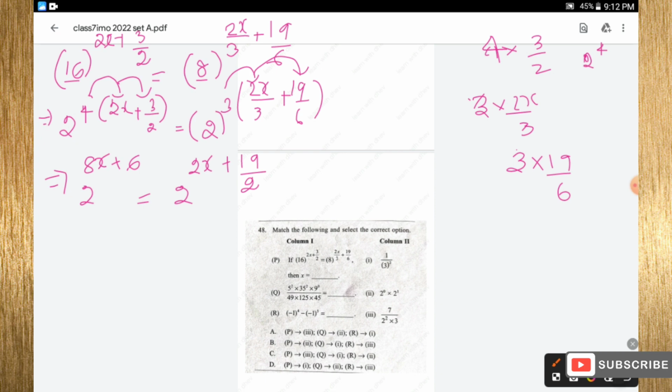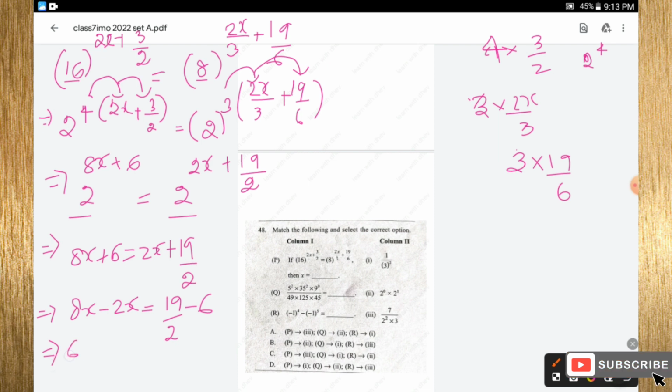So at this point, when both the bases are the same on the left and right hand side, you take the powers out. That is 8x plus 6 is equal to 2x plus 19 by 2. Because we need to find the value of x, transpose the variable to one side. So 8x minus 2x, and transpose the constant 6 to the opposite side. So just change the sign. It becomes minus 6. So 8x minus 2x is 6x.